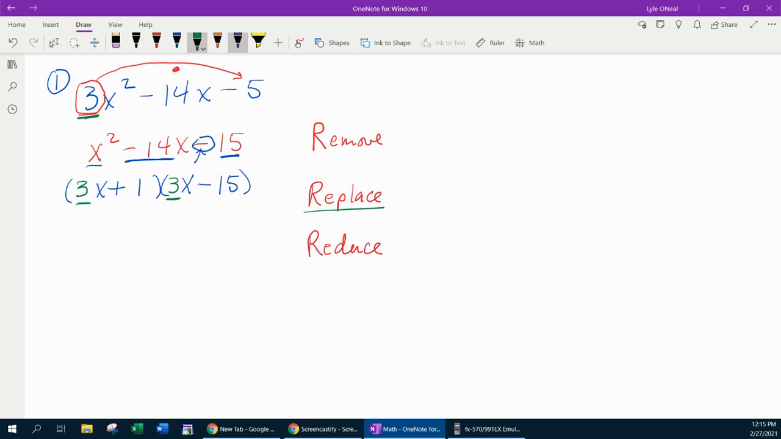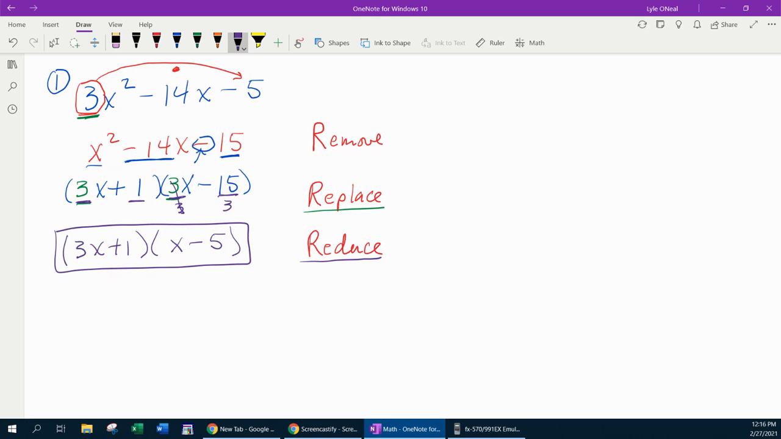And then I need to reduce. Okay, so we'll do this in purple. Reduce says that you look in each set of parentheses and reduce the 2 numbers if possible. So 3 and 1 will not reduce, so the 3x plus 1 comes down, but 3 and 15 will reduce by 3, and so I need to reduce those. So that'll give me x minus 5. And once you do all 3 steps, remove, replace, and reduce, what you have is the final answer.